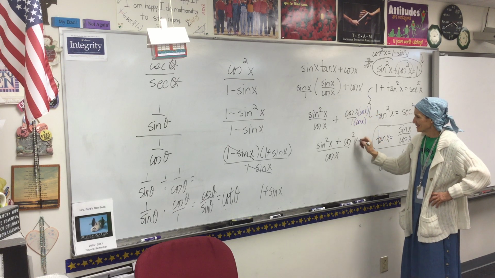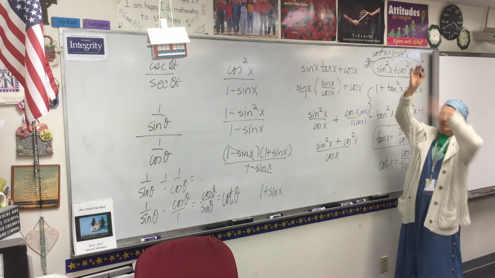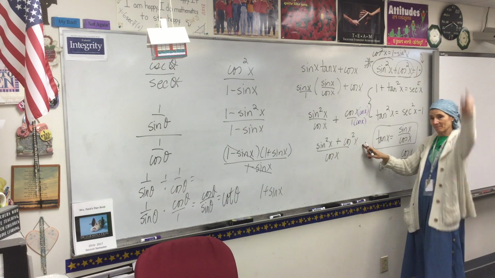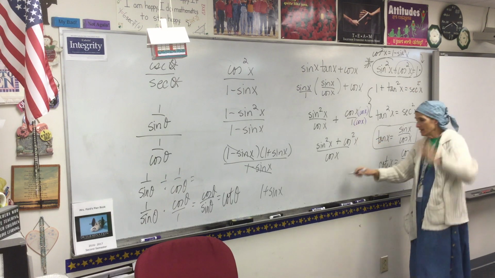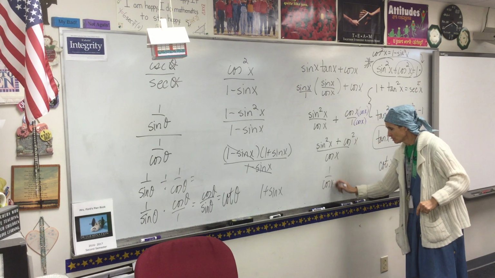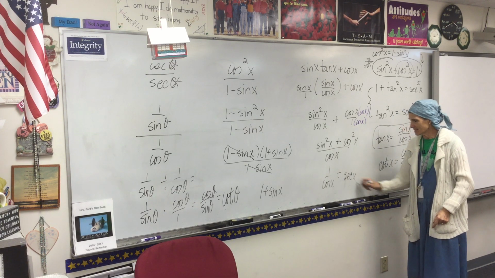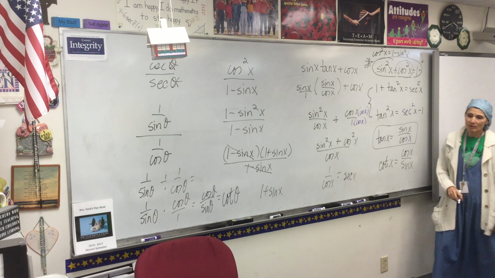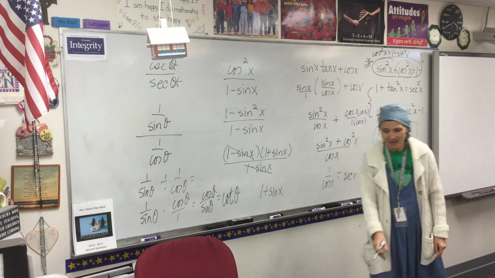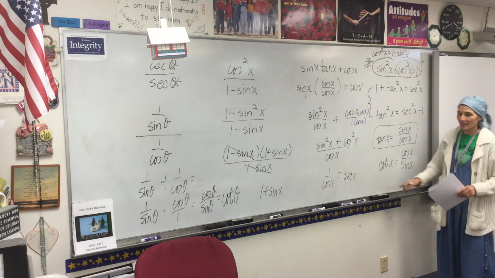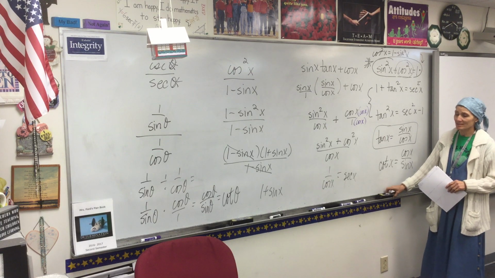Cosine squared. Ding, ding, ding, ding, ding, fireworks, buzzers, everything's going off because what's that? That's 1. So we have 1 over cosine, which is okay, or you can rewrite it as secant, because 1 over cosine is the same as the secant. You gotta admit, that's pretty cool.